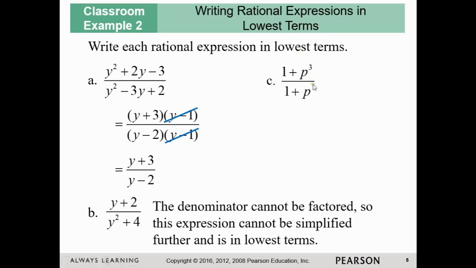Now, C happens to be a sum of cubes here. So we'll use the sum of cubes formula to factor this. And once we've used the sum of cubes formula to factor it, we'll notice that 1 plus p is common between the numerator and the denominator. So those will cancel out, and now we've written this rational expression in lowest terms. What you want to take away from this is that to get it written in lowest terms, first you factor it, and then you cancel out the common factors, and then you've written it in lowest terms.